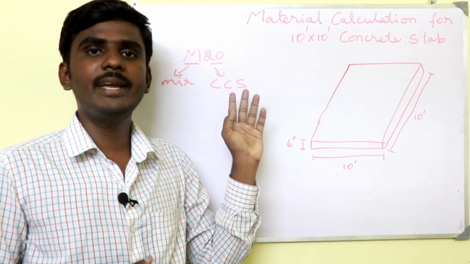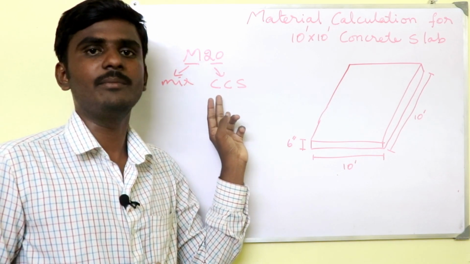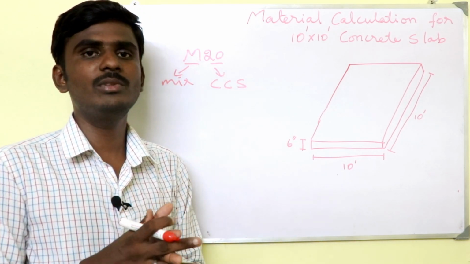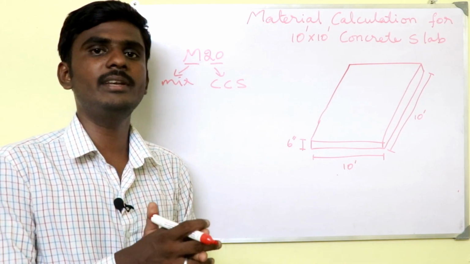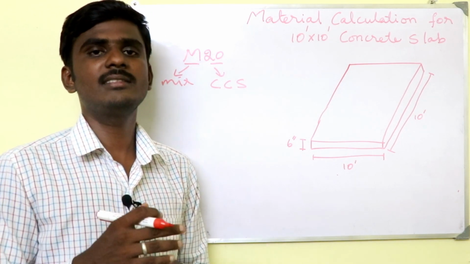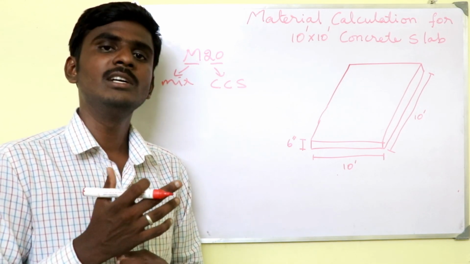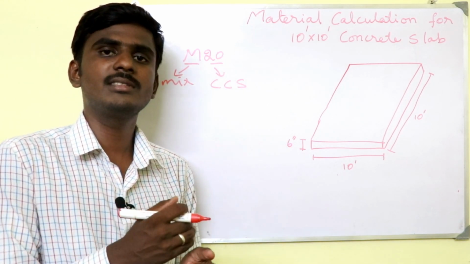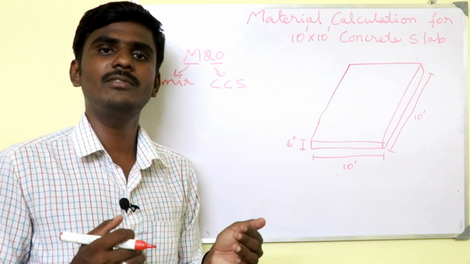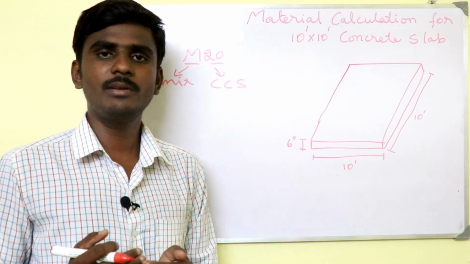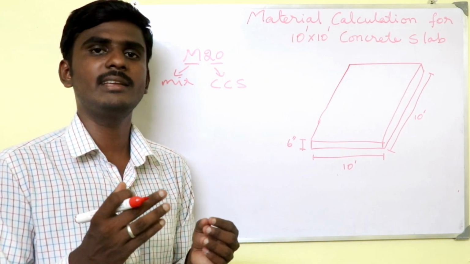The concrete made using grade M20 means the concrete should give a compressive strength of 20 Newton per mm square on the 28th day, because the curing period is 28 days. So we must take the compressive strength test on day 28. If the concrete gives 20 Newton per mm square, it is grade M20.